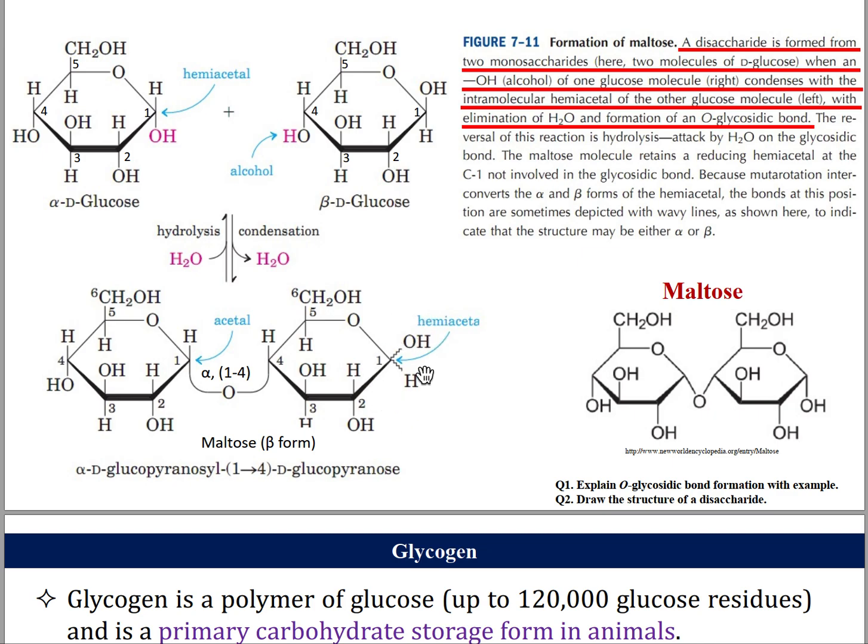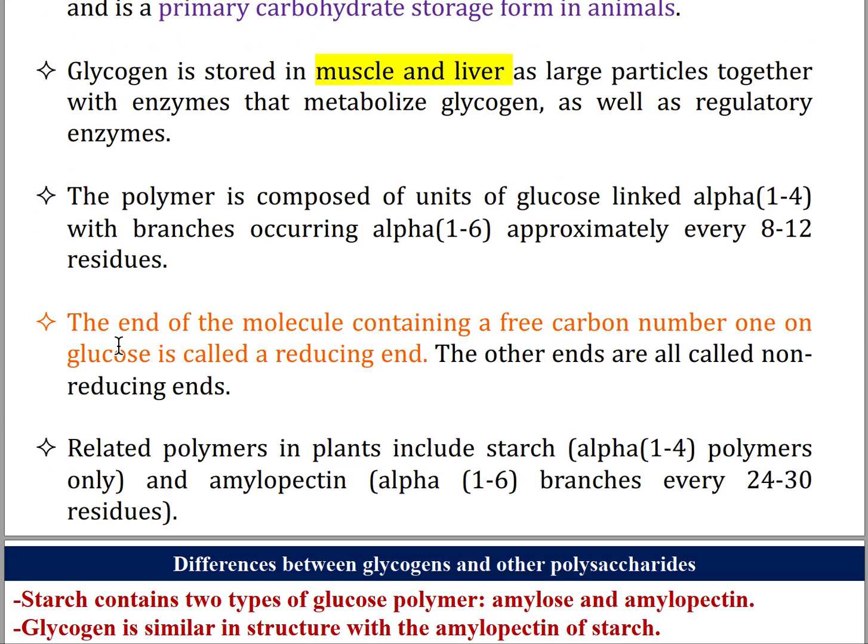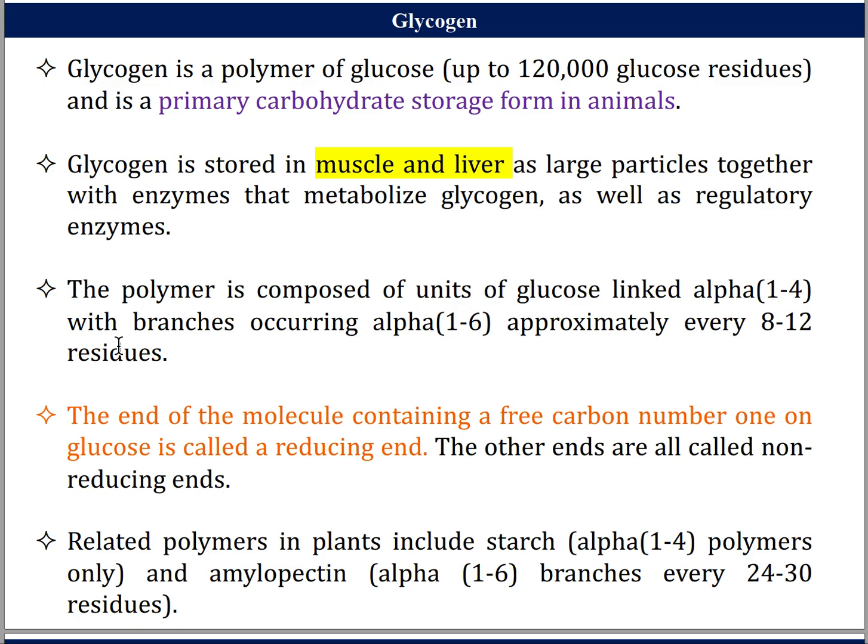We studied the definition of reducing sugar. Similarly, in glycogen, the right terminal has a free hydroxyl group at the anomeric carbon, so it is the reducing end, and the left terminal side does not contain any free hydroxyl group at the anomeric carbon, so this is called the non-reducing end. Related polymers of glycogen in plants are called starch and amylopectin.